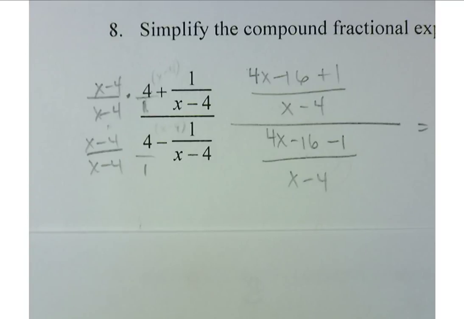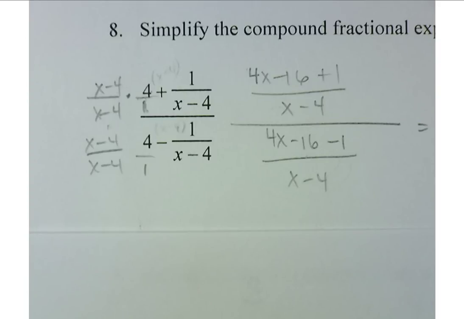Okay, so then we're gonna distribute the 4. We'll get 4x minus 16 plus 1. Denominator is the same. Okay, now for this one, it's the same thing, where you have the 4 over 1 minus 1 over x minus 4. Okay, and then from there, you're gonna multiply the top and the bottom by x minus 4. And then you'll get 4x minus 16 minus 1.